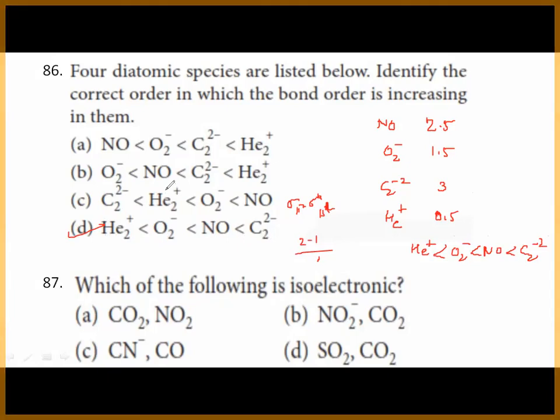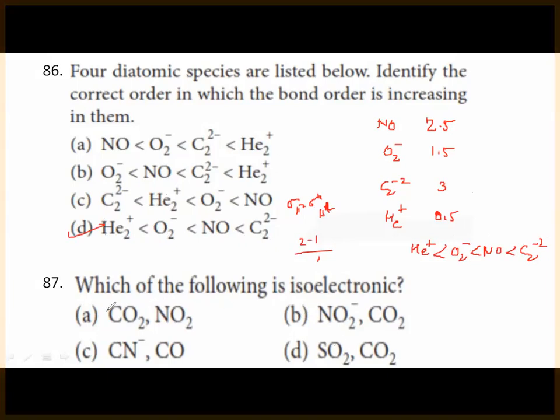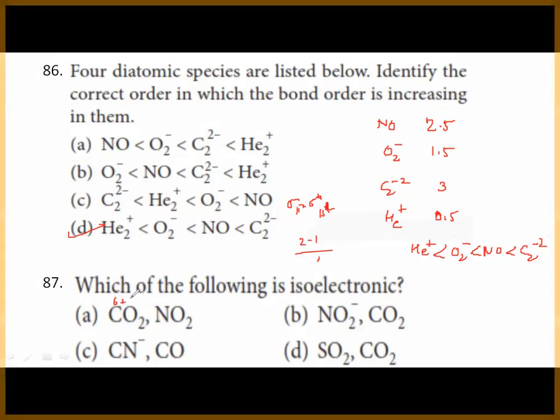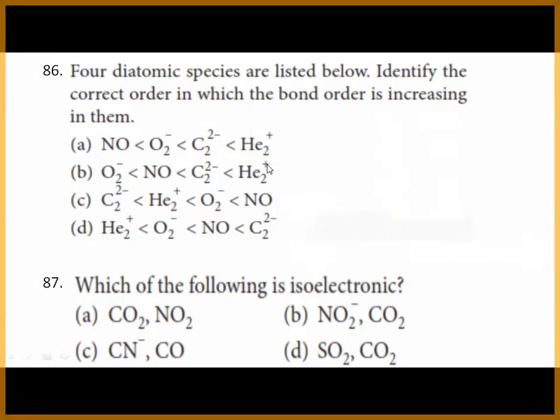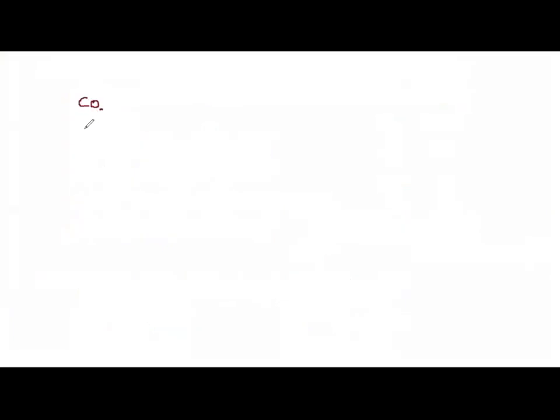Next, which of the following is isoelectronic, where the number of electrons are same? Carbon 6 plus oxygen 8, 8 twos are 16, 16 plus 6, so carbon dioxide CO2 is 22. The first option is CO2 and NO2. So 6 electrons for carbon, oxygen is having 8 electrons into 2, 16 plus 6 is 22. Correct?